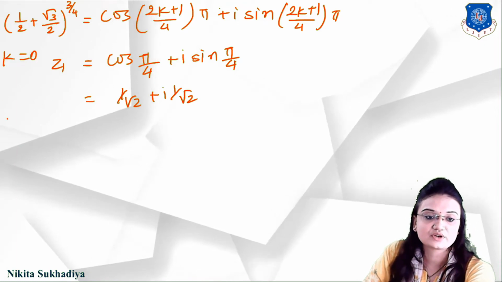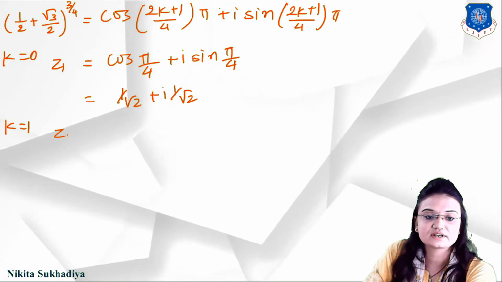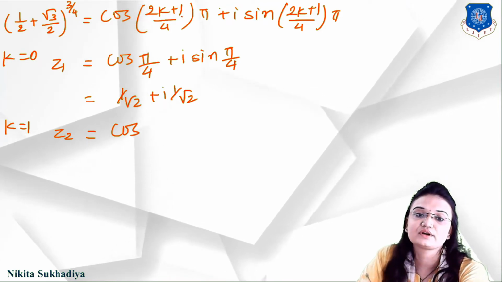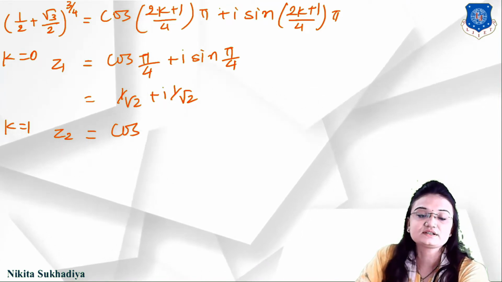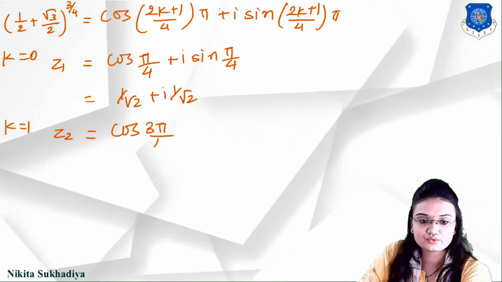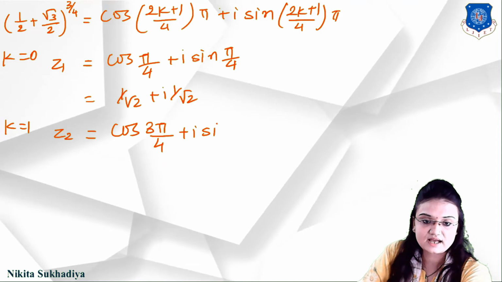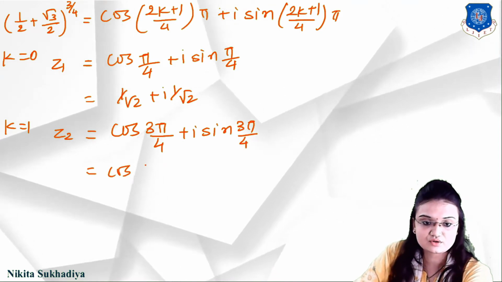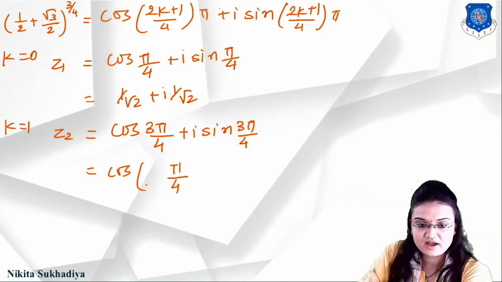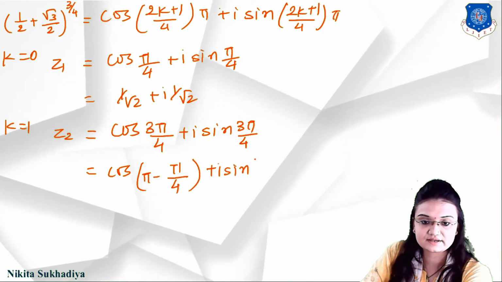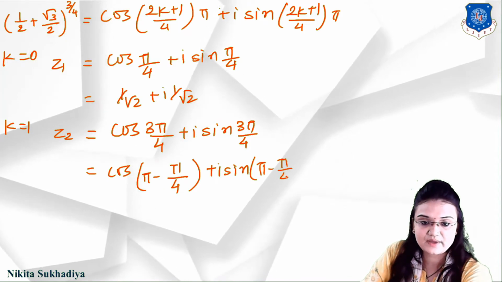Okay, by putting k is equal to 1, we will get z2, that is cos, putting k is equal to 1, so this is 2 plus 1, so this is 3 pi by 4 plus i sin 3 pi by 4. Okay, so this is nothing but cos (pi minus pi by 4) plus i sin (pi minus pi by 4).